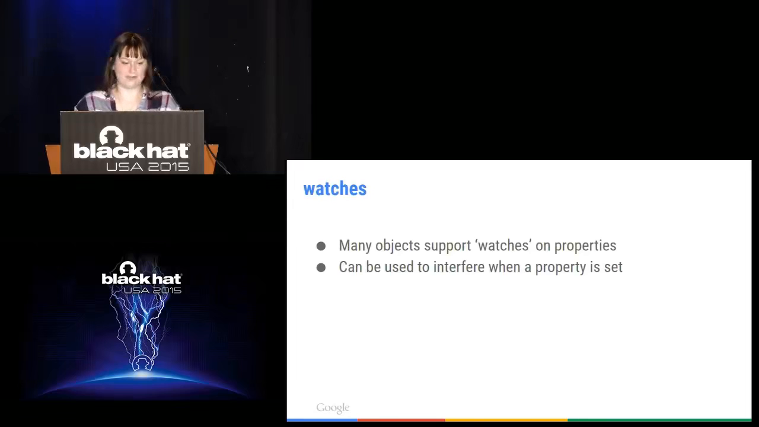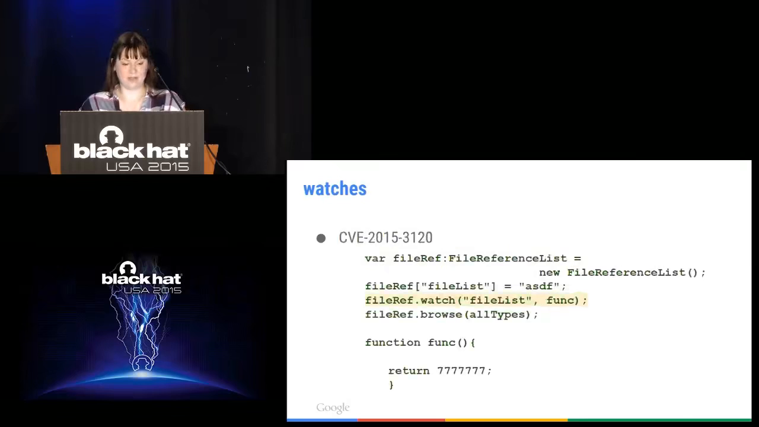Another interesting function that can cause redefinition issues is watch. These are things that can be used to interfere, especially when a property is set inside a native function. What a watch does, you can see the call to watch in this example, is you specify the property of an object, then you specify a function, and every time that property gets set, this function gets called. You have the opportunity to either return what it was set to, and then that won't change the property, or you have the option of returning something different, and then that will change what the property got set to. So this specific bug is once again in the file reference list.